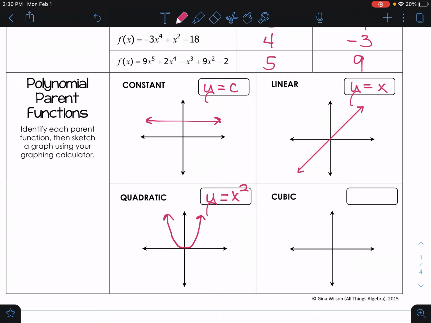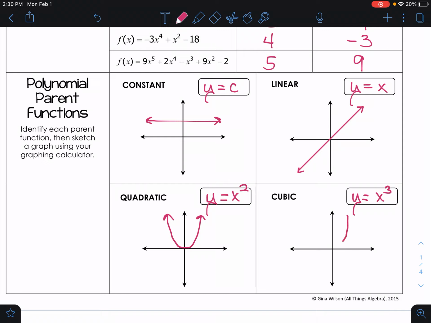That looks kind of like that. And then all quadratic functions are some version of that. Okay, cubic functions, as you might guess, is y equals x to the third.